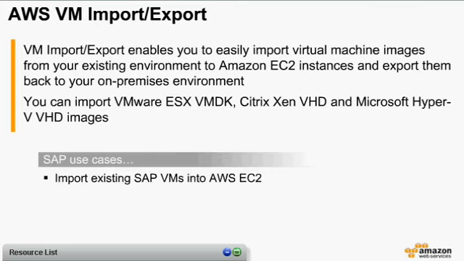And then lastly, one of the services I wanted to talk about is our VM Import Export service. So let's say you've already taken the step where you virtualized a lot of your SAP environments. You can take those virtual machine images, whether they're VMware or Citrix Xen or Hyper-V images, and you can import those into the AWS platform. That's a very easy way to get your SAP environment into us.